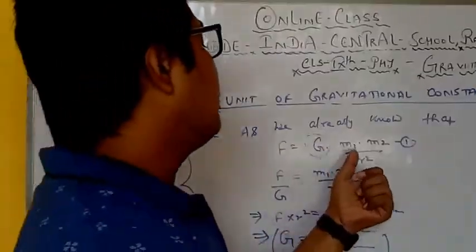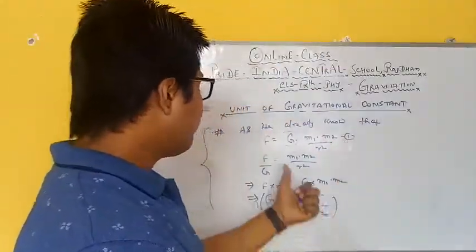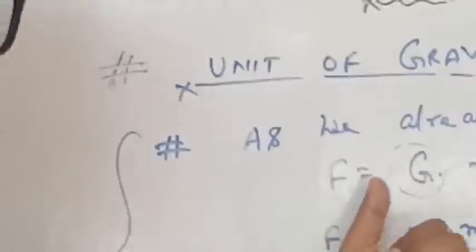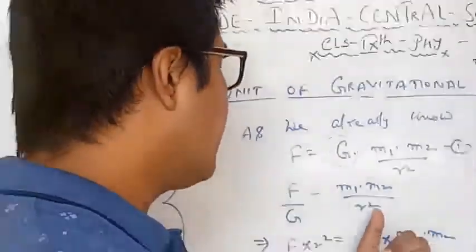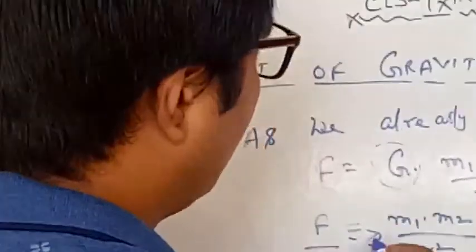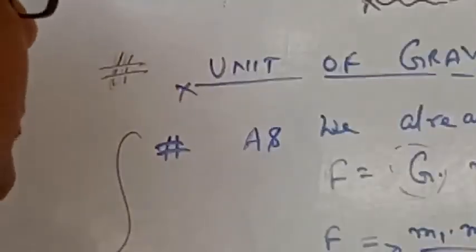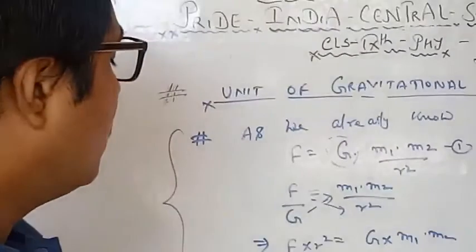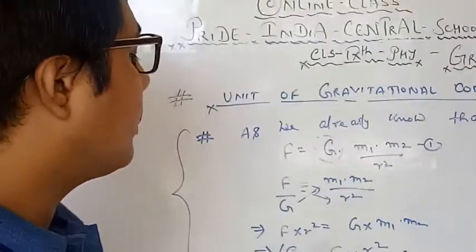F is equal to G into m1 into m2 divided by r square. I take G here. F by G is equal to m1 into m2 divided by r square. Cross multiplication. So F into r square is equal to G into m1 into m2. Therefore, G is equal to F into r square divided by m1 into m2.